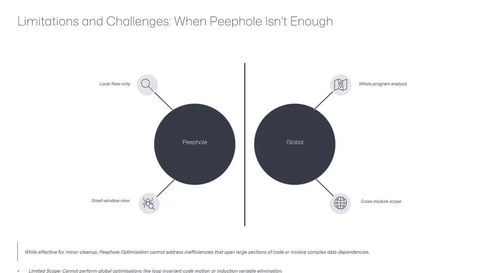Limitations and challenges: when peephole isn't enough. Peephole: local fixes only, small window view. Global: whole program analysis, cross module scope. While efficient for minor cleanup, peephole optimization cannot address inefficiencies that span larger sections of code or involve complex data dependencies. Its limited scope cannot perform global optimizations like loop invariant code motion or induction variable elimination.